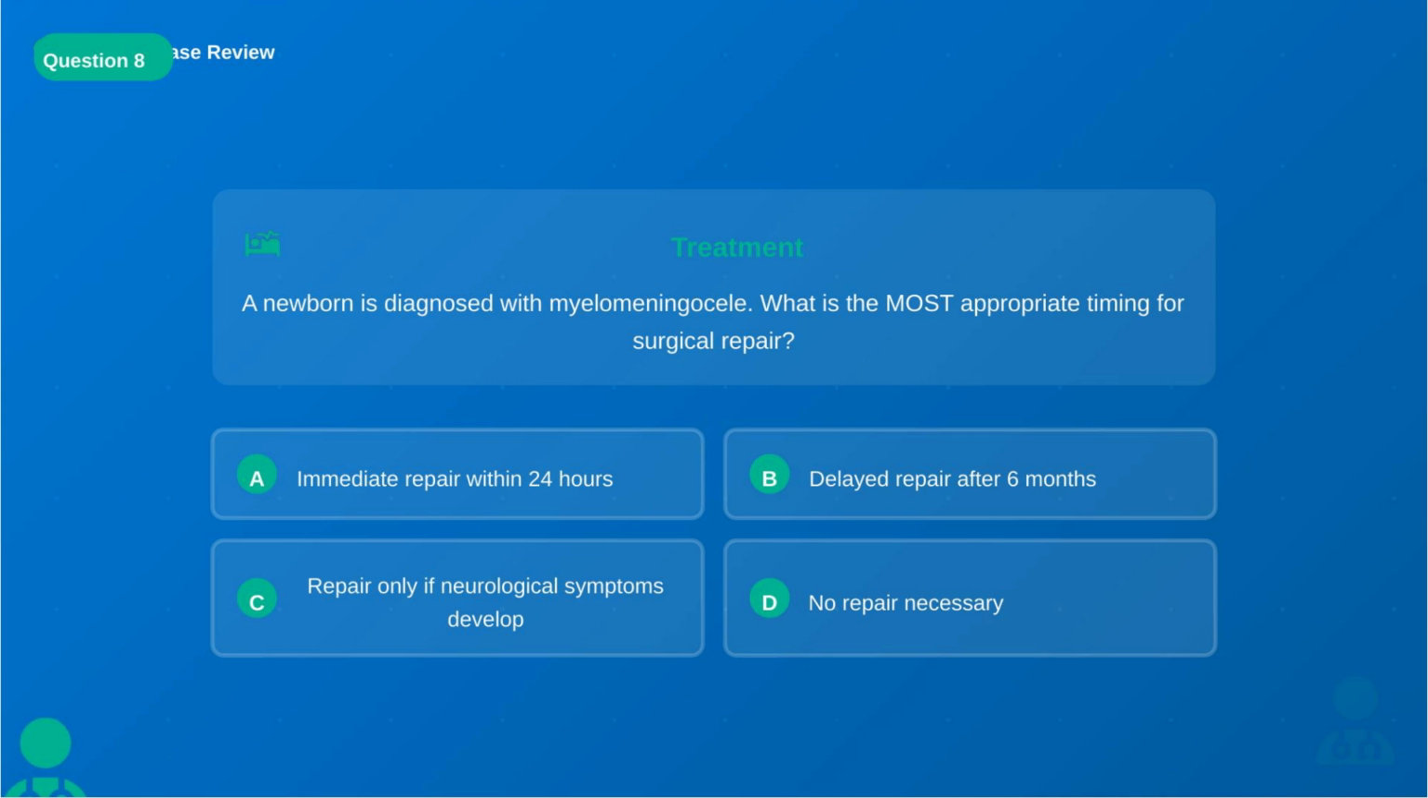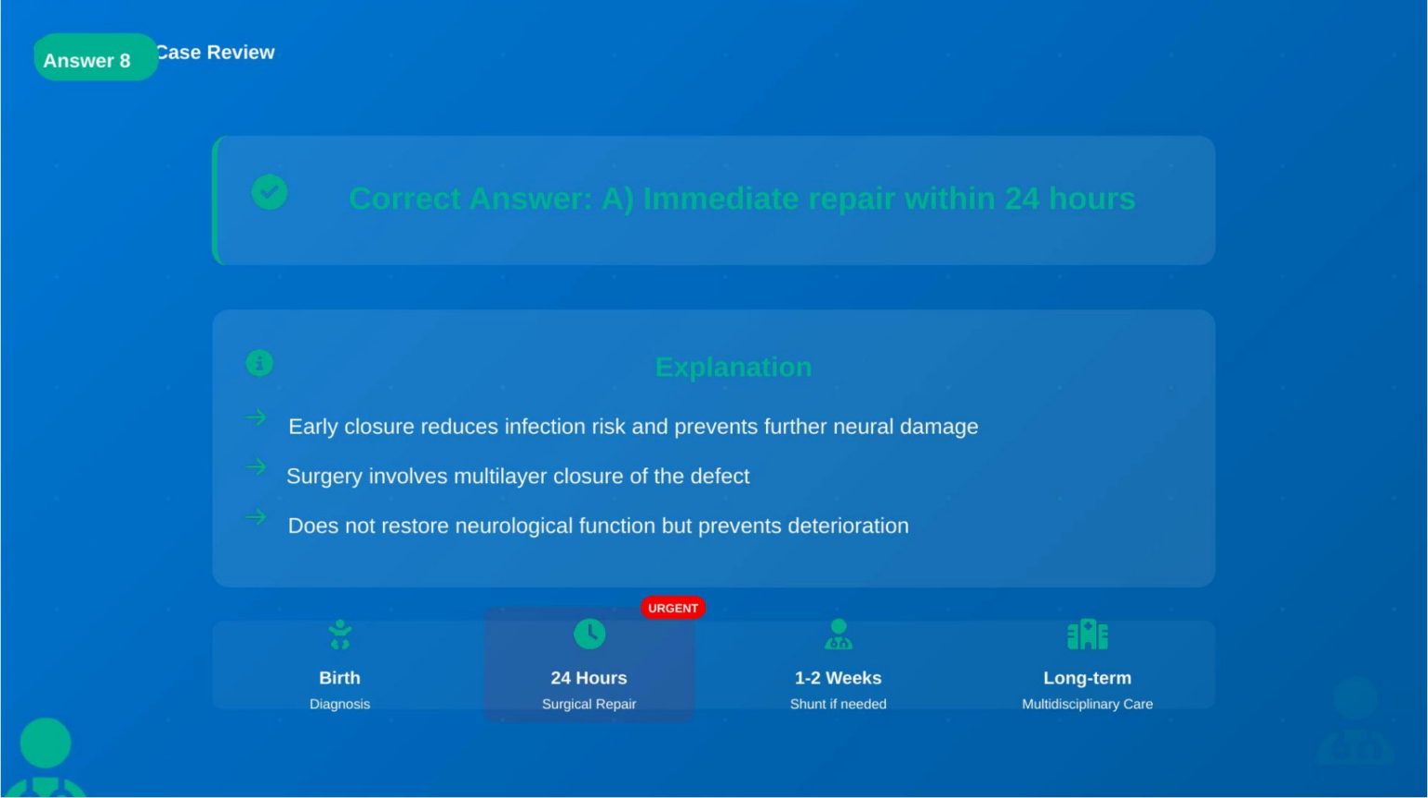Or D. No repair necessary? The correct answer is A. Immediate repair within 24 hours. Early surgical repair of myelomeningocele is the standard of care and should be performed within 24 to 48 hours after birth. This timing reduces the risk of infection and prevents further damage to exposed neural tissue.